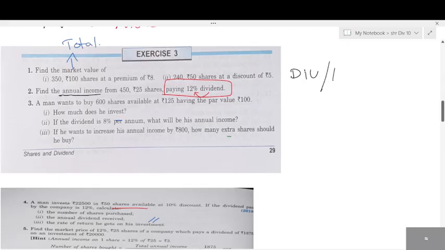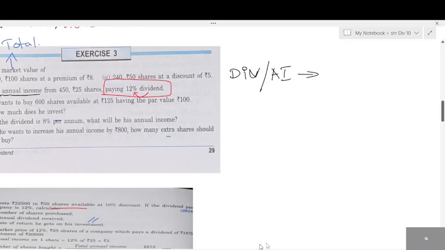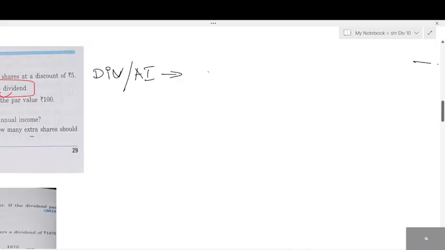Dividend or annual income. I'll write AI. In the board exam, they can ask you to find dividend, annual income, or just income. Fine. We need dividend or annual income. What's the formula? First, write the formula.